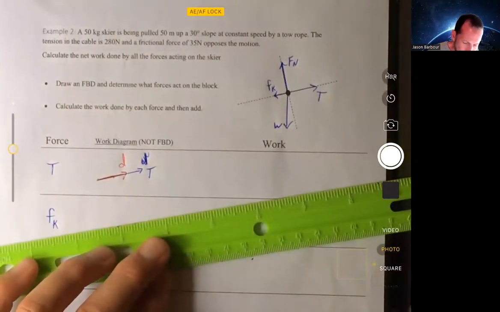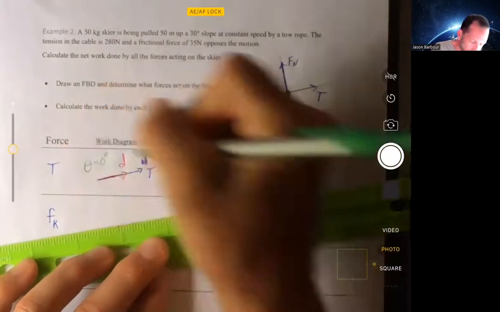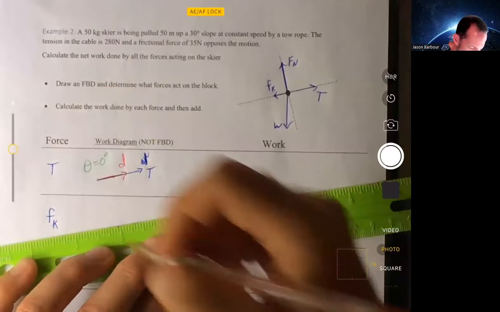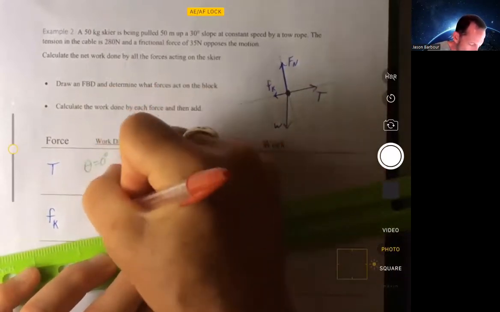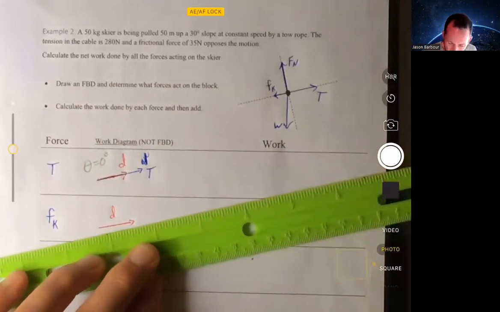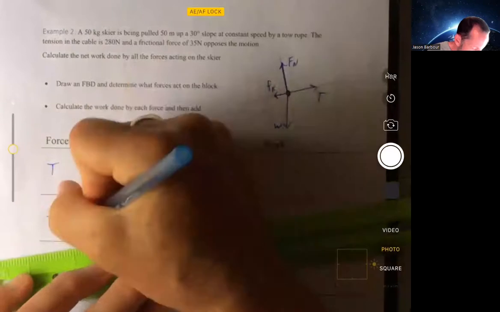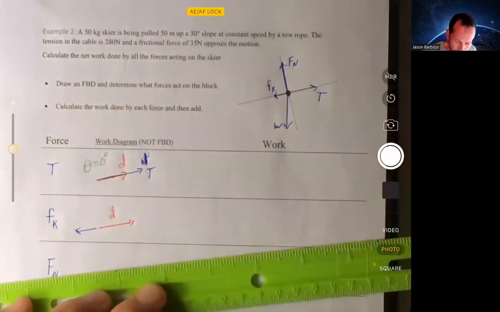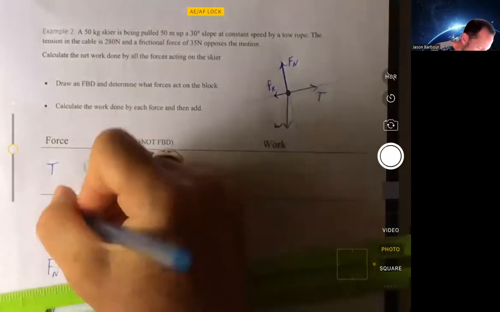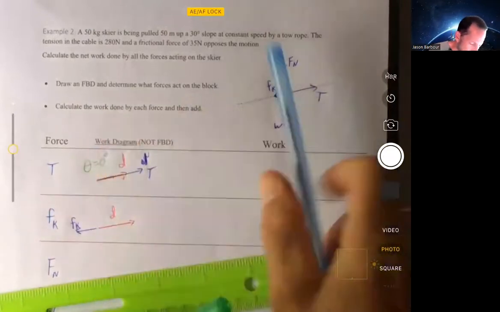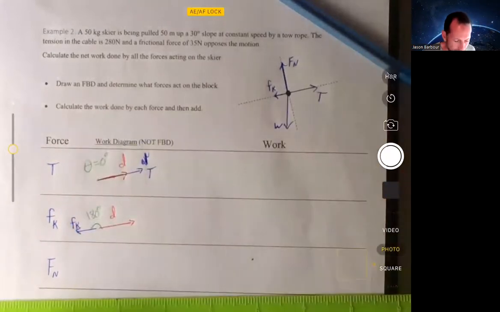Okay, so the angle there, 0 degrees. And in this one, displacement is still the same direction, but the friction is this way. And the angle between those, oh, forgot to label it, F, K. And then the angle here is 180 degrees.